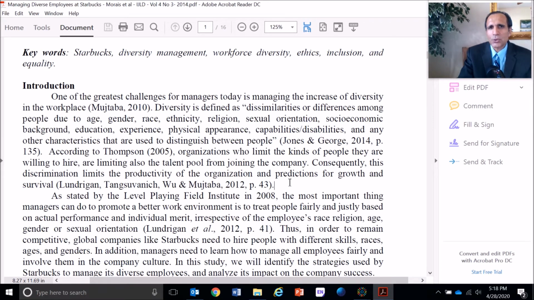Sometimes it's better to include the page number for a very important concept. Sometimes you have the choice not to do that because you've paraphrased it. It's in your own words. However, in this case, it claims that discrimination limits the productivity of organizations in predictions of growth and survival, so it's an important concept. So we're saying that other people have supported the statement that you can go bankrupt if you limit the diversity of the employees or if you discriminate toward others in the organization.